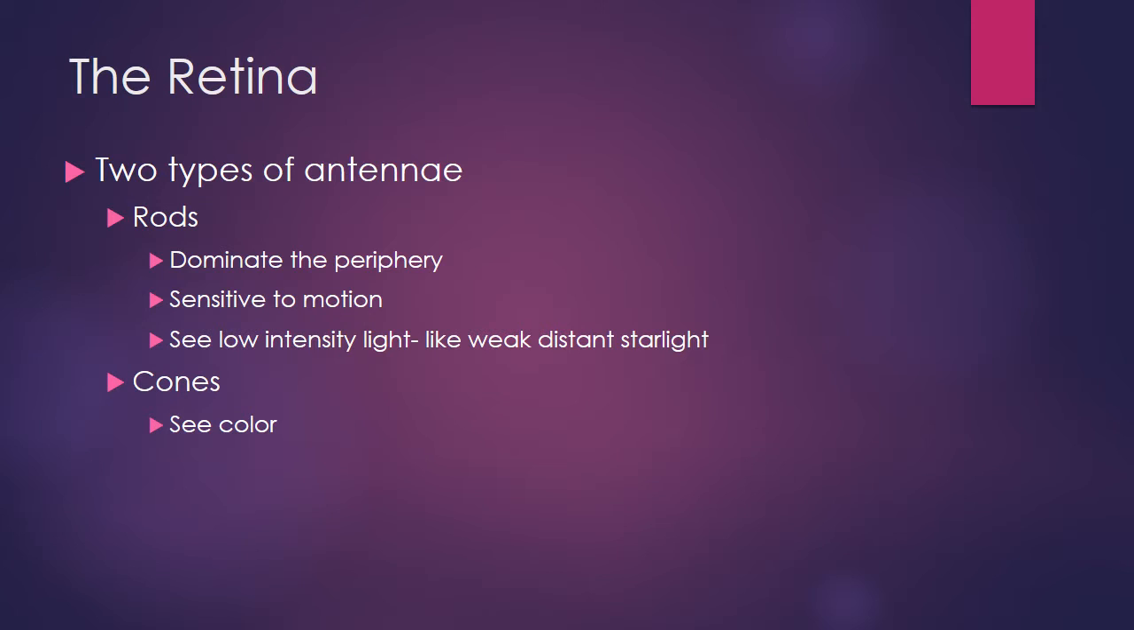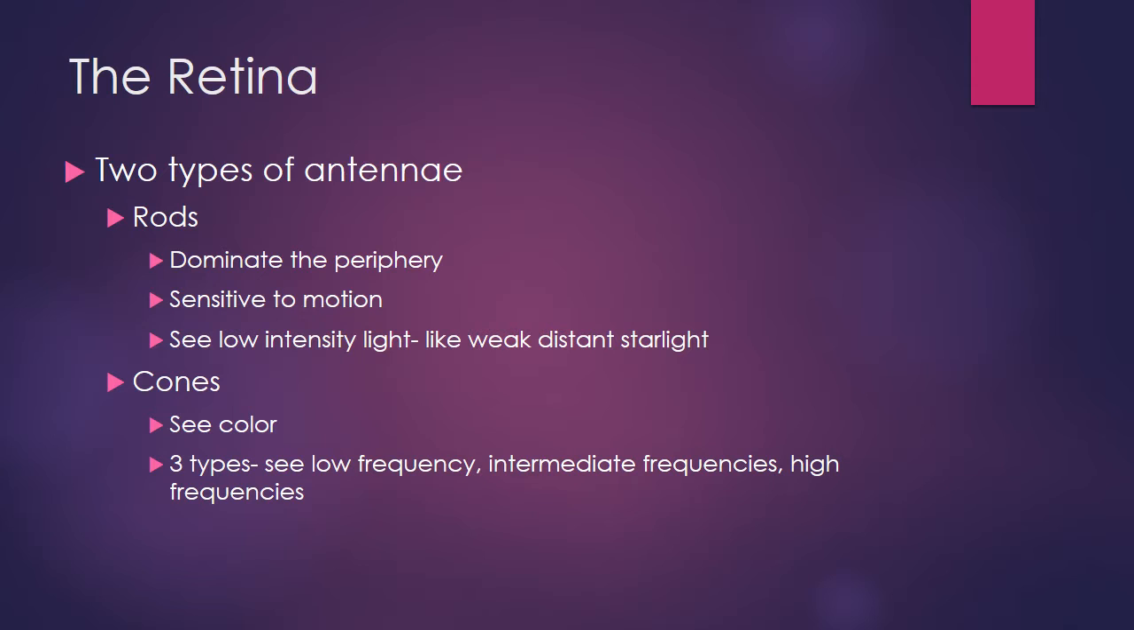So cones are what see color, and the cones are mainly clustered there at the back of the eye and the fovea. There are three different types of cones. There are cones that are designed to see low frequency light, cones that see the intermediate frequencies, and cones that see the high frequencies. And what that really means is that we have cones that see red, we have cones that see blue, and we have cones that see green. And those are really the only three colors we can see. Our brain tells us what the other colors are based on how much those three cones are fired.